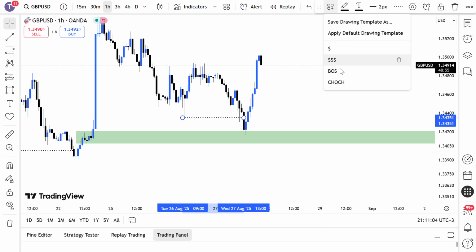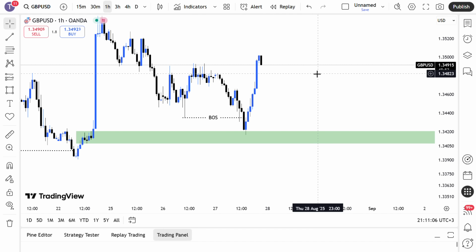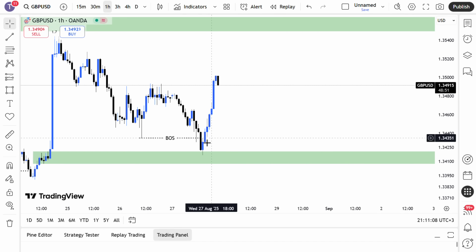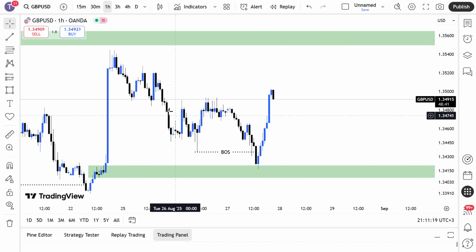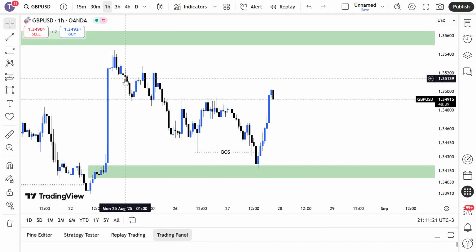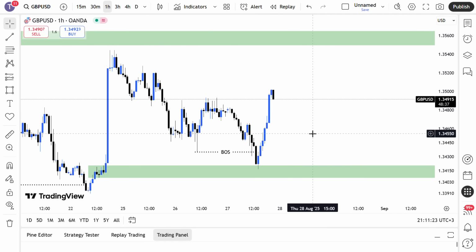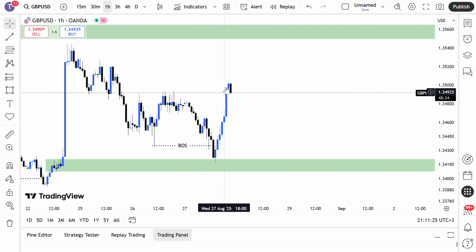So after having that valid break of structure, we have the price tapping into that order block, and then we have the buying pressure. You can see the buying momentum is different from the selling momentum. The selling momentum is in a corrective manner. So you can see that there is presence of buyers.